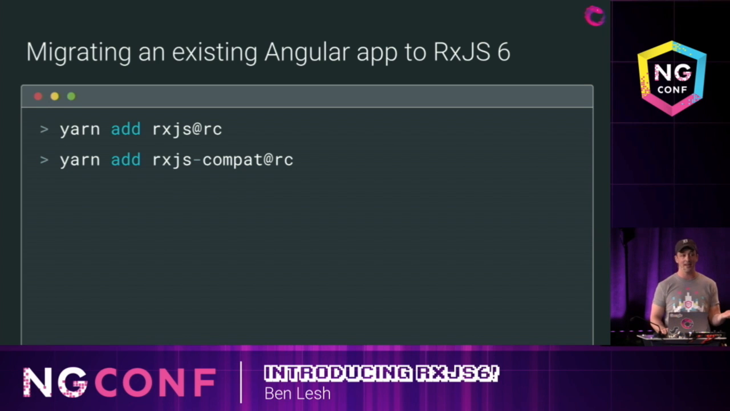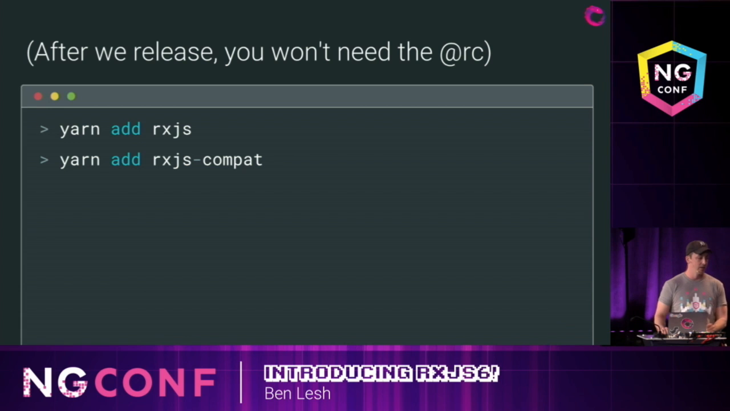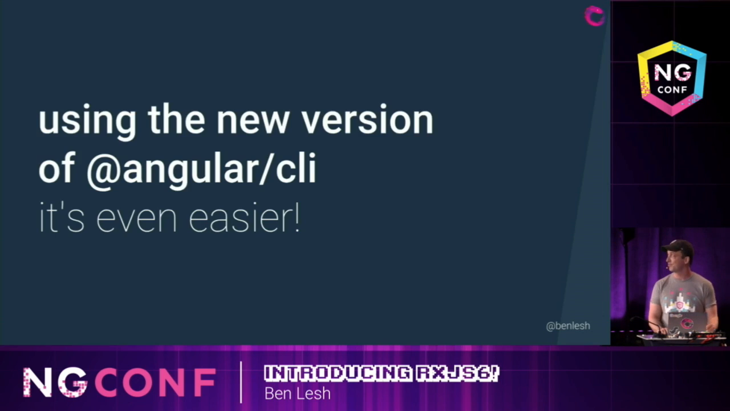What RxJS-compat is, is a library that provides a bridge to all of the old import sites and old types that existed in RxJS 5.5. You won't need the RC once we release, so again, that's coming very soon.